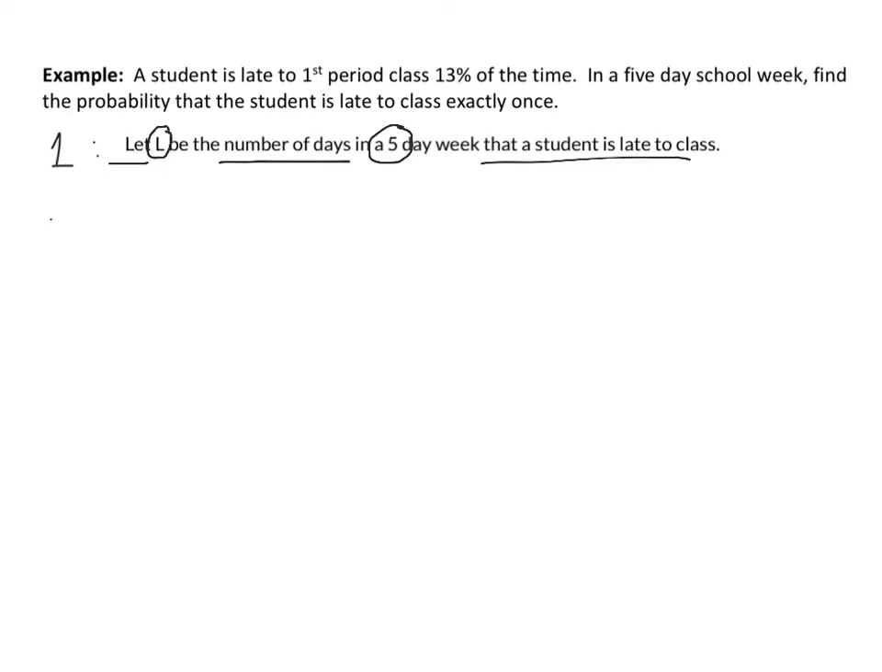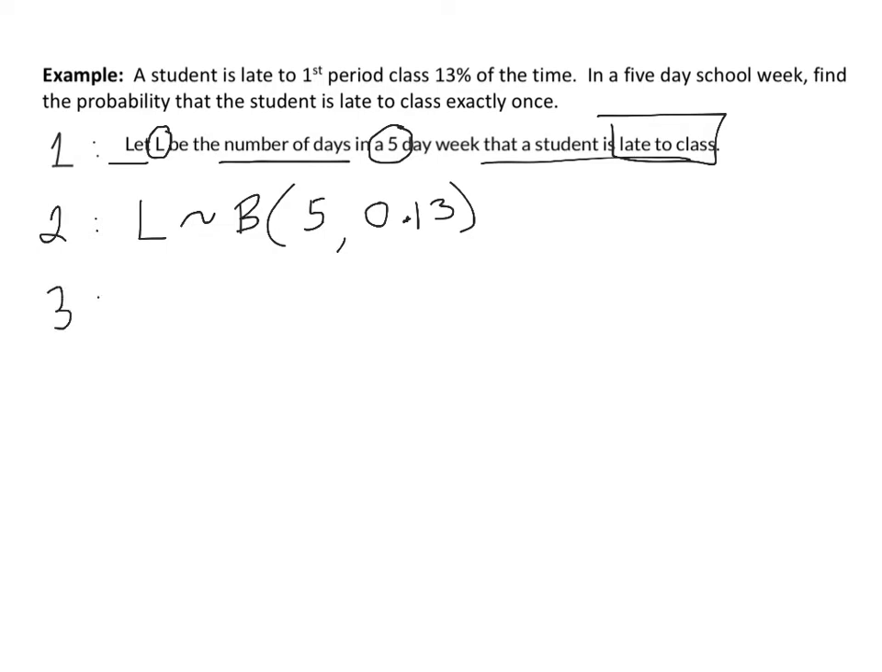Great. Step 2, I'm supposed to state the distribution. So here, I'm going to say that L is distributed binomially. There are 5 trials because I'm looking at a 5-day week. And the individual probability of success, by the way, success doesn't always sound successful. In this case, what we're counting is them being late to class. And so success here is being late to class. I'm not sure how I like saying that out loud, but that's going to have a 13% chance, so 0.13.